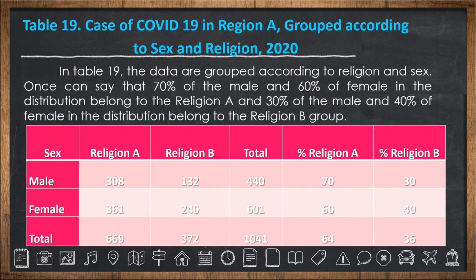So, in this table, the data are grouped according to religion and sex. So, one can say that 70% of the male and 60% of female in the distribution belong to region A, and 30% of the male and 40% of female in the distribution belong to region B group. Okay? So, as what we have here.